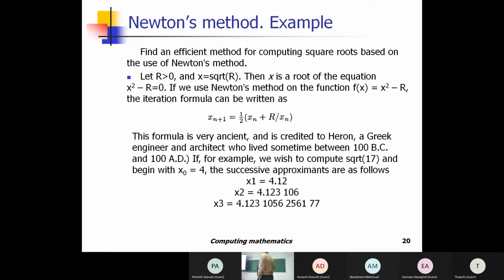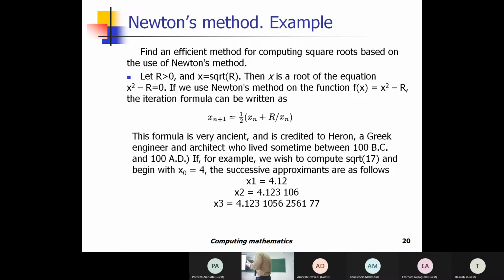Please write f prime of x. How to find the derivative? f prime of x, right? Not x, but 2x. Right? This is the derivative. It's a very simple function, and the derivative is very simple, just 2x. After that, x n plus 1 equals, and you should substitute f prime of x.